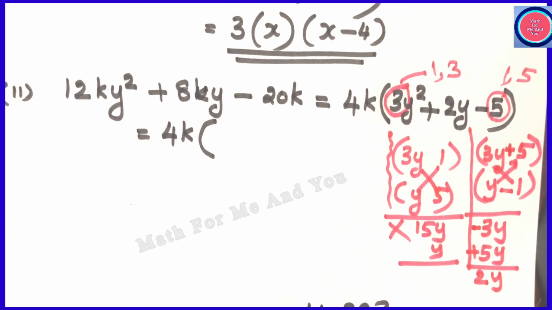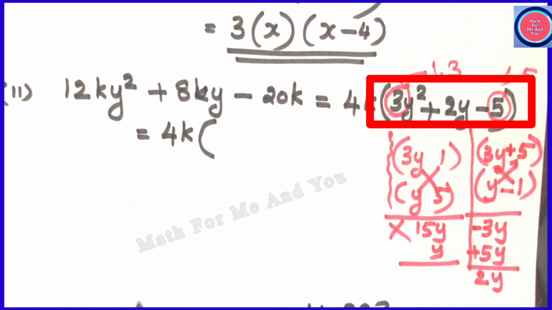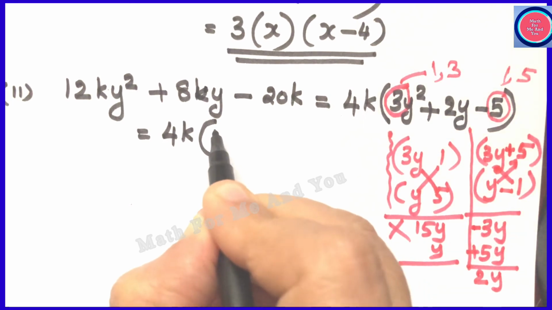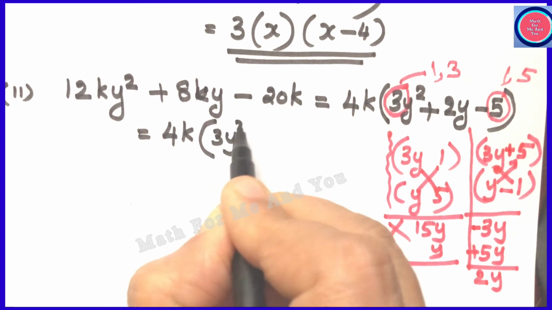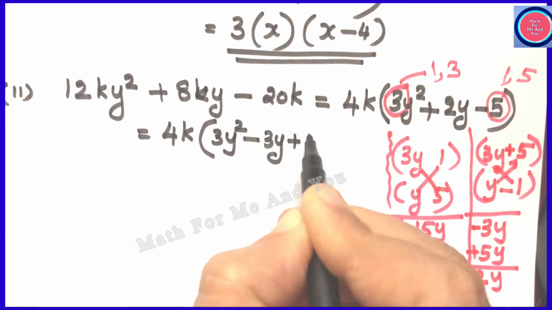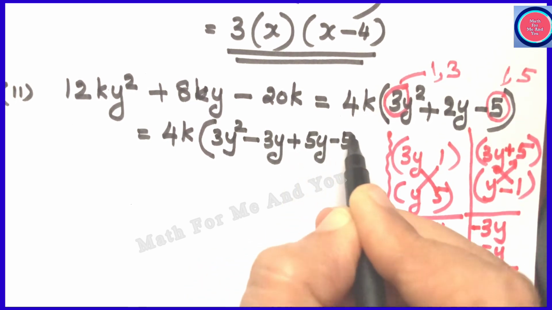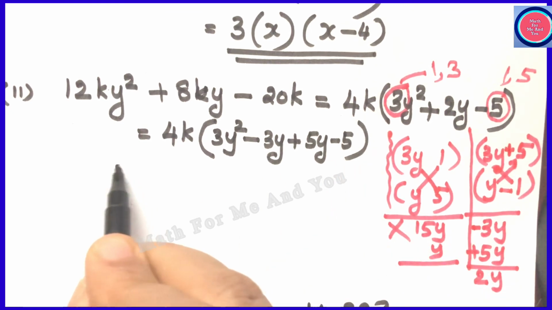See how to split the middle term. We have to split the middle term as minus 3y plus 5y. While splitting the middle term, we should keep the same order. First we have to write minus 3y, after that plus 5y. Now the bracket we are going to factorize by splitting the middle term. First term 3y square, we are writing same as it is. After that we write minus 3y, then plus 5y. So we have split the middle term. Last term minus 5, same as it is, we are writing 4k times.